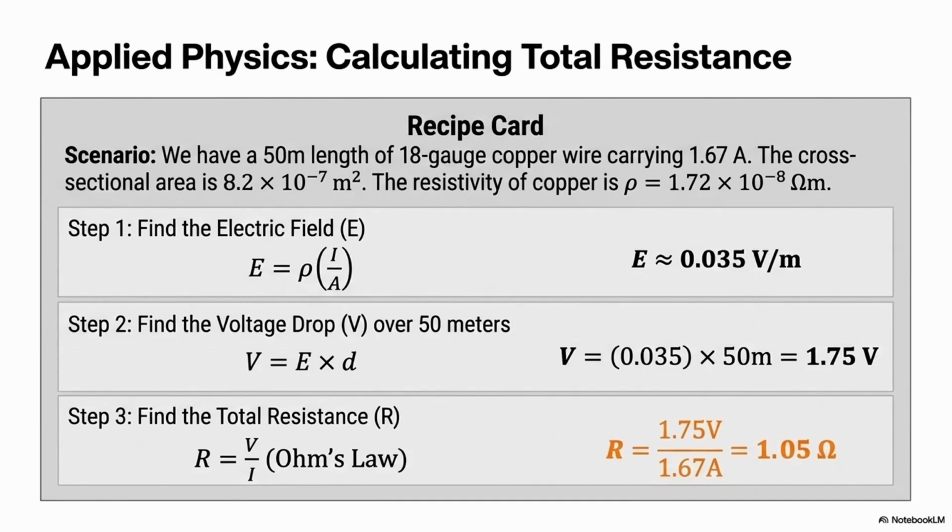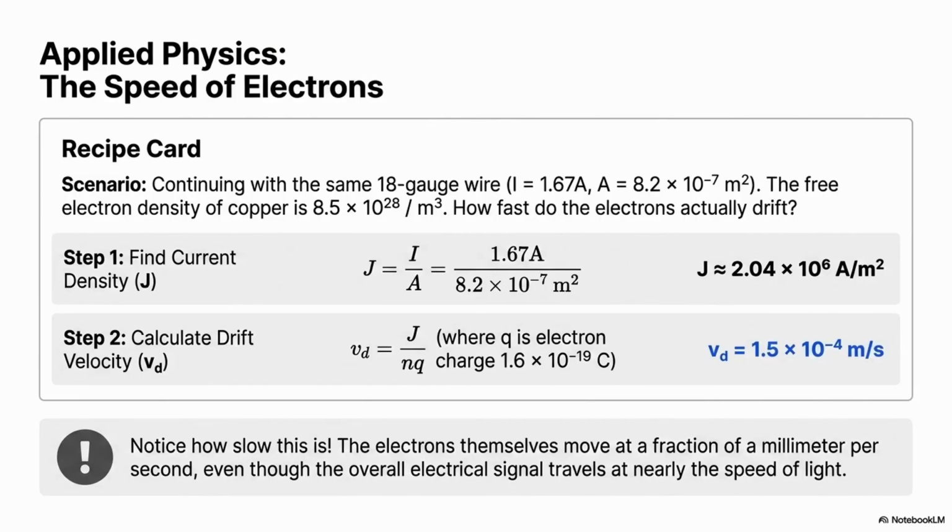But how fast are the cars actually moving on that highway? This brings us to slide 13 and the ultimate aha moment I promised you at the very beginning of this deep dive. The big reveal. We've established that the signal travels at the speed of light, but now we are going to calculate how fast the physical negative electrons are actually traveling through that 50-meter copper wire.